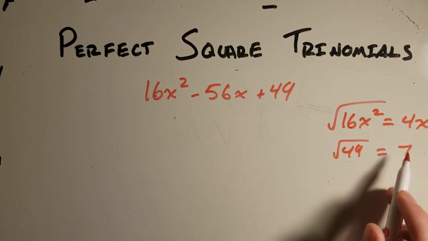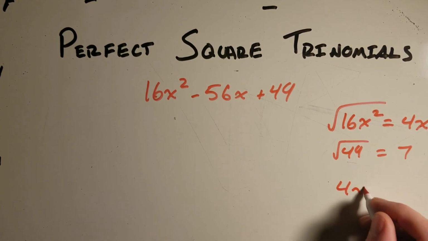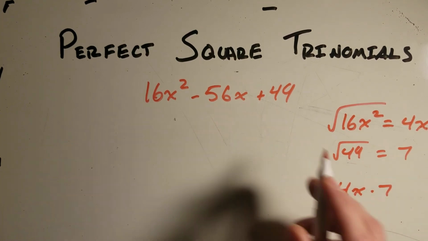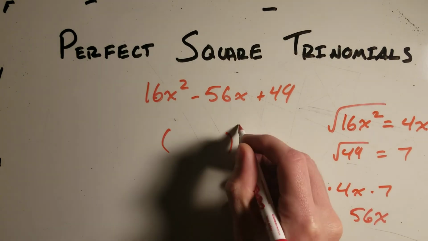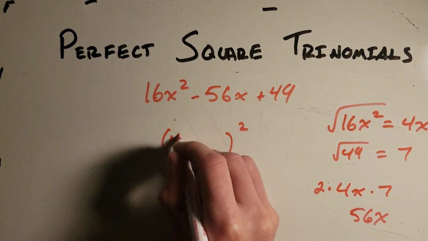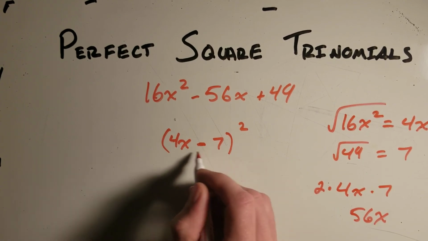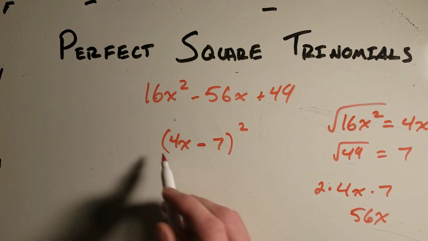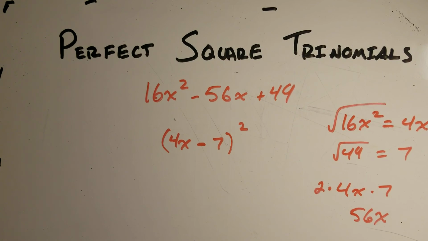So let's see. 4x times 7, that would be 28x, but you're multiplying by 2 to get that middle term, which is 56x, but we have a minus sign here. How that minus sign changes things is you take your a, you take your b, and you're going to be subtracting instead of adding in the binomial, which will still end up having the positive at the end, positive in the beginning. You'll just have a negative middle term. So here's our factored version, 4x minus 7, that quantity squared.